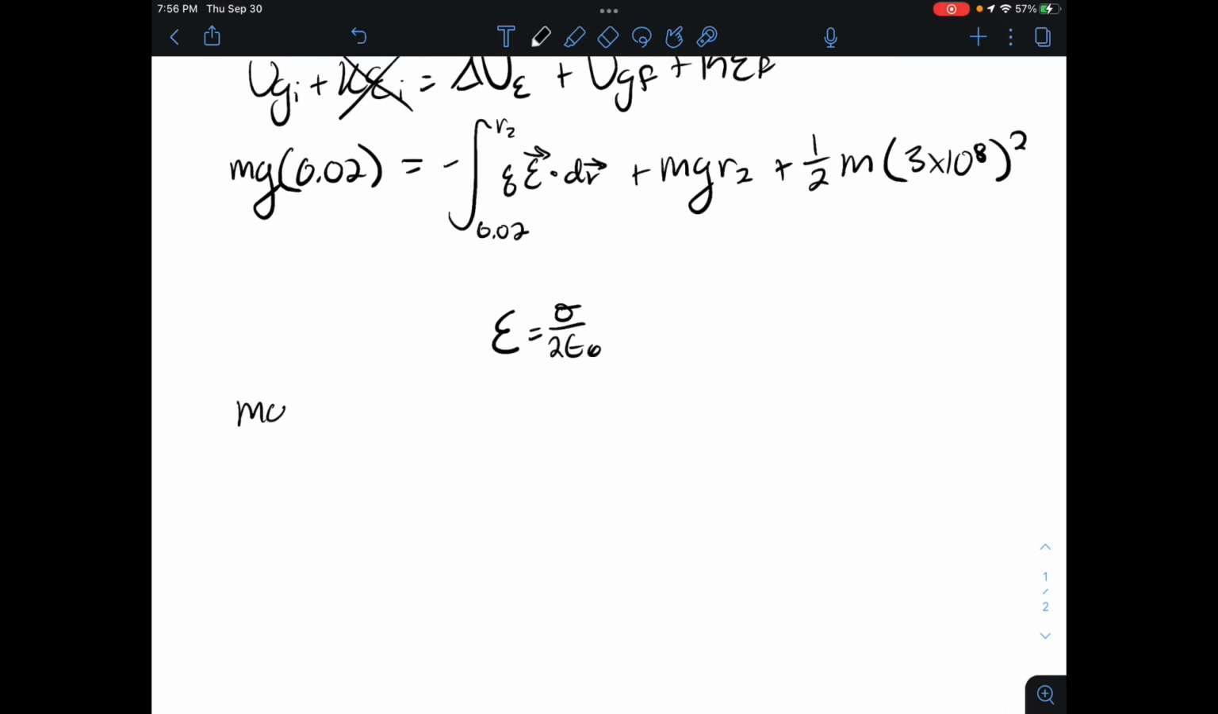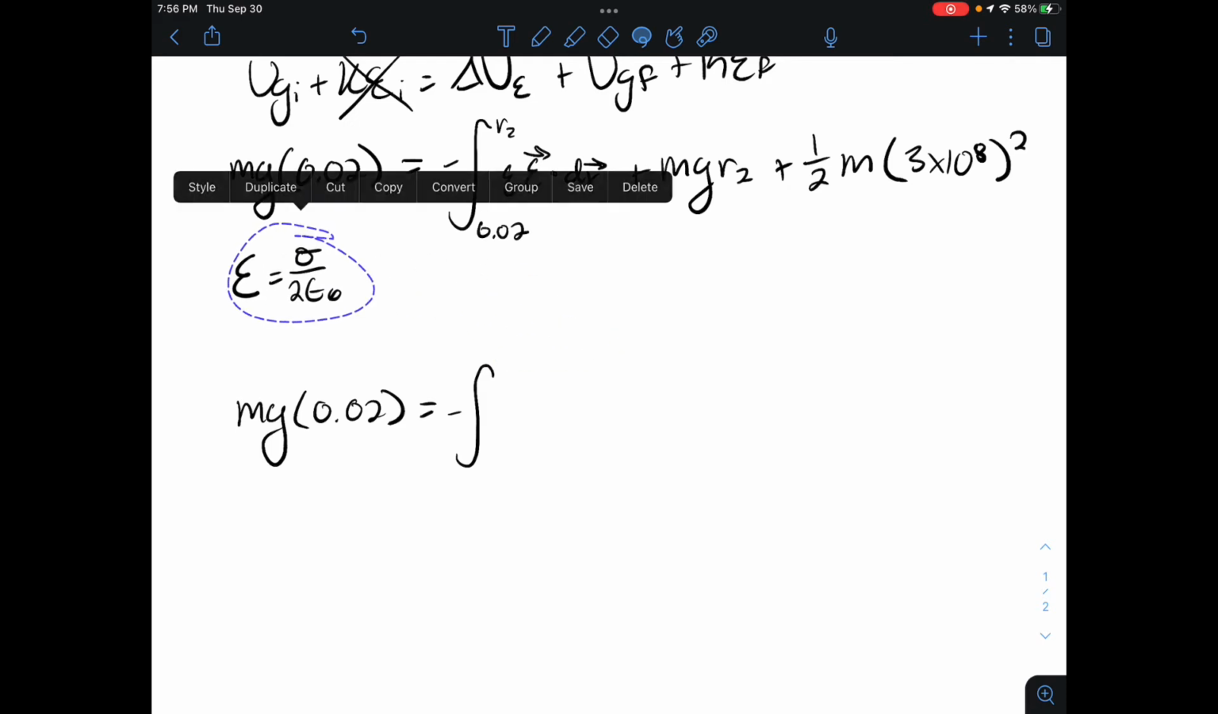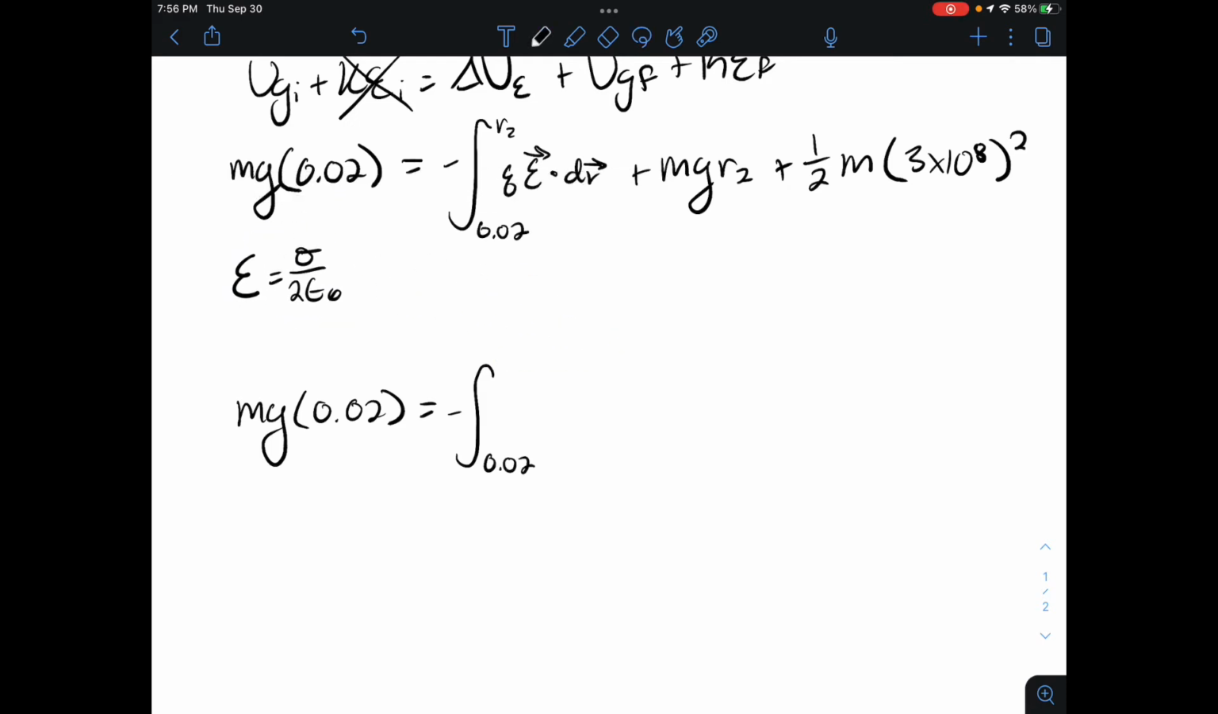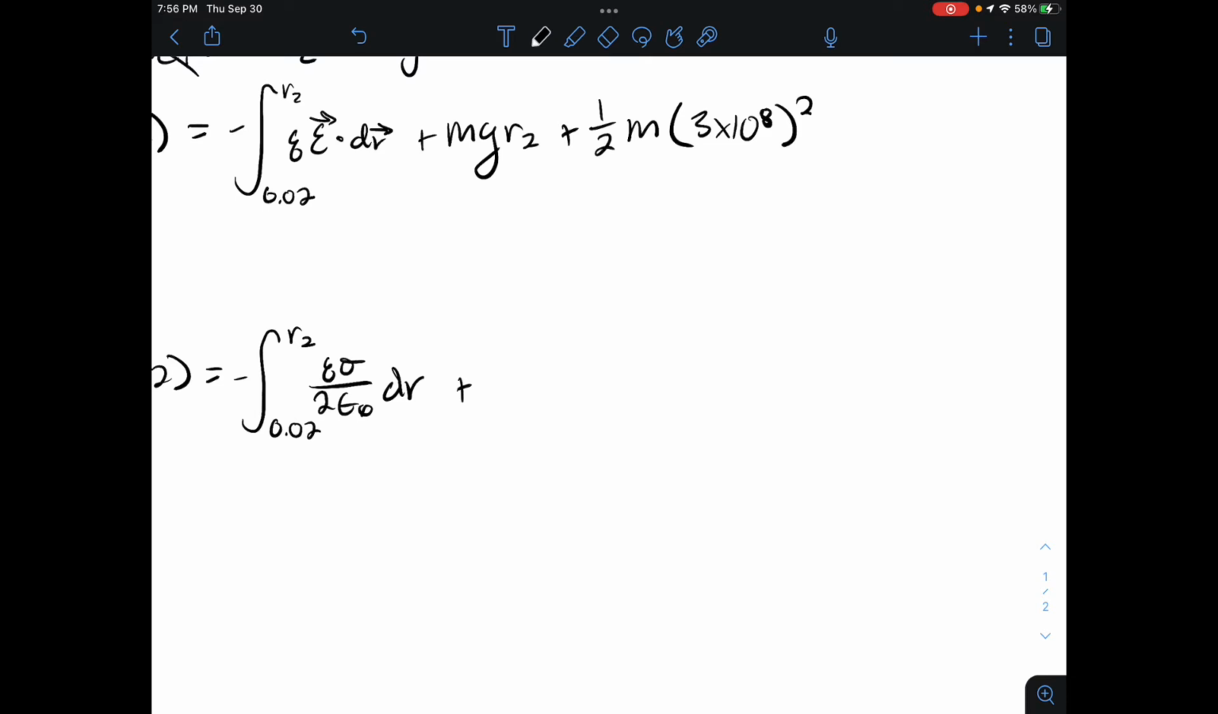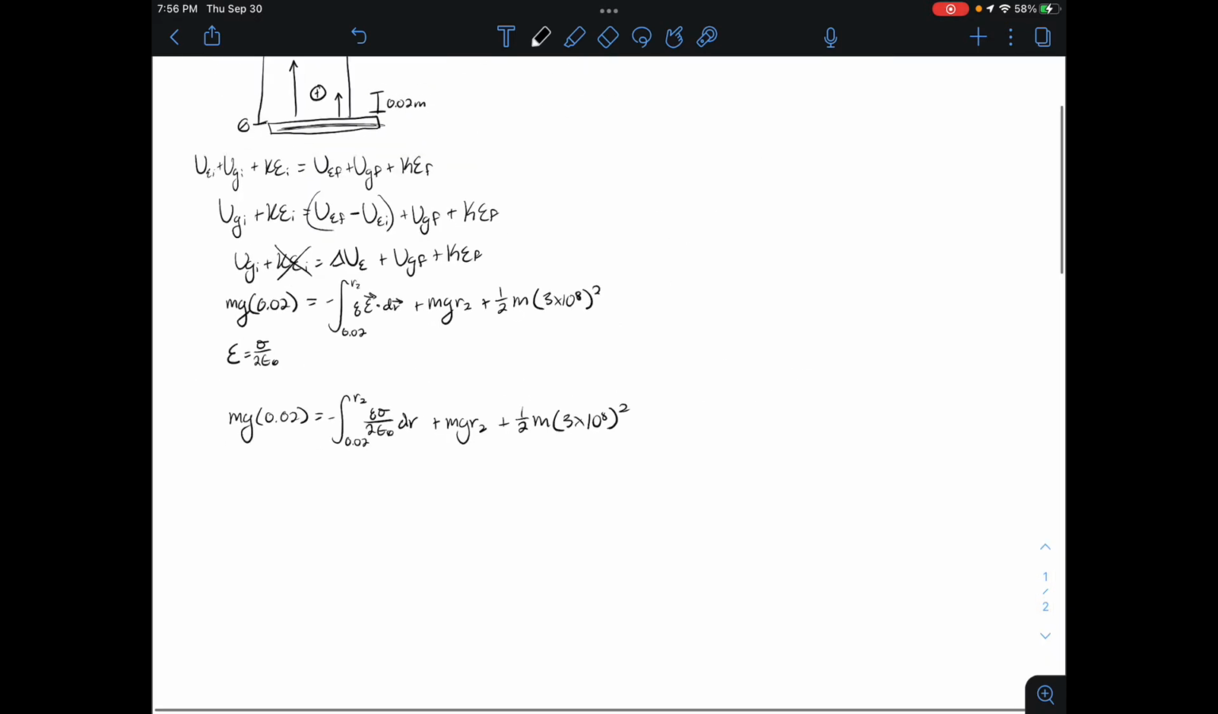That's mg times 0.02 equals negative integral from 0.02 to R2 of Q sigma over 2 epsilon naught, I just multiplied that Q in there, dr, because again, that's just the magnitude of that radius vector, plus mgR2 plus 1/2 m times 3 times 10 to the 8th squared. All right, so now we have this whole equation that we're trying to solve.